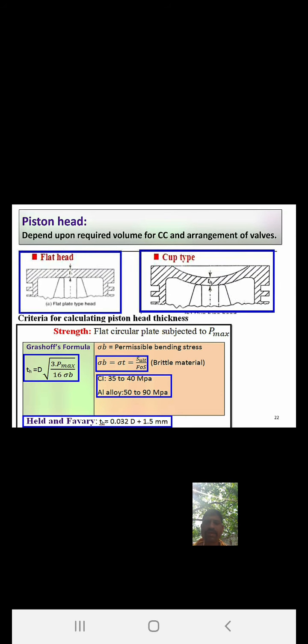Due to the gas pressure, the thickness of the piston head is given by the formula: Th = 0.433 D root of (p max divided by sigma all). Th is the thickness of the piston head or crown, given in mm. D is the diameter of the piston, p max is the maximum gas pressure, and sigma all is the allowable tensile stress.